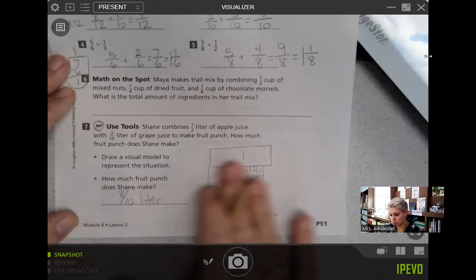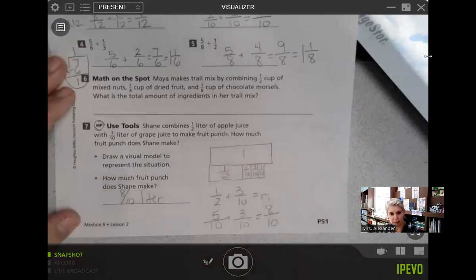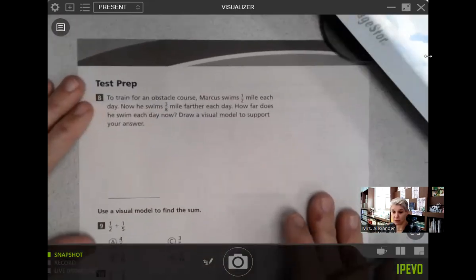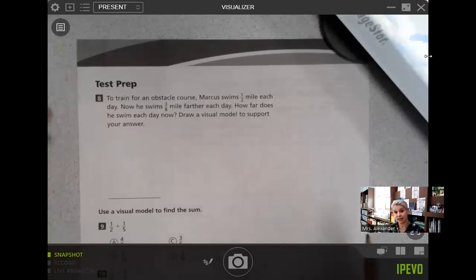All right, so you could have used your fraction strips to help you draw that model. Might make it a little bit easier. Let's see how you do on this test prep. You might want to pause the video and try this and come back and check your answers.